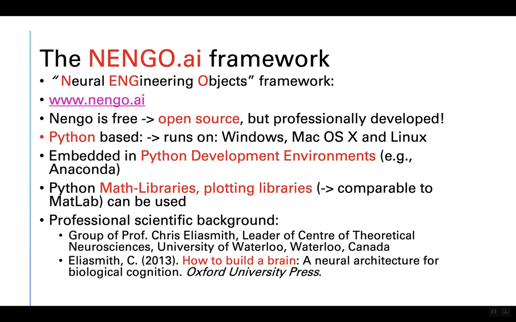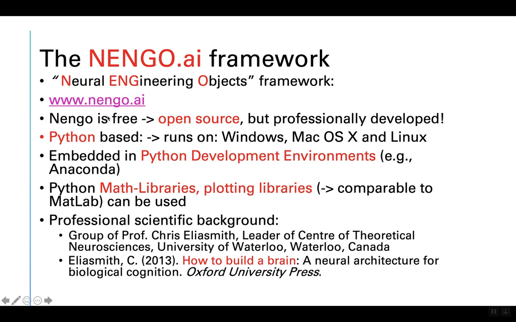So, in the case of my model, I developed my model using the NENGO framework. NENGO means Neural Engineering Objects, and you can get it from this website here. The software is free, is open source, but really professionally developed. I never saw such a professionally developed brain model. I tried a lot of them before. It is Python based, so it's running on each operating system and can be embedded in all Python development environments, for example, in Anaconda. And thus we have the benefit that we can use all the math libraries or the plotting libraries. So programming with NENGO is as comfortable as programming in a MATLAB environment.